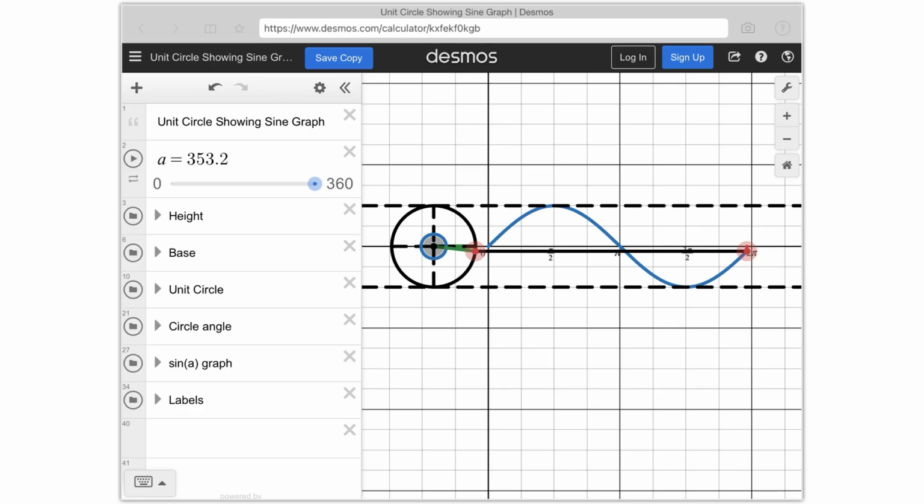Of course, we could do the same thing for the cosine graph. But there's this nice connection, of course. The sine graph and the cosine graph, they're not really new topics. They're just extensions of the work we've been doing with the unit circle.